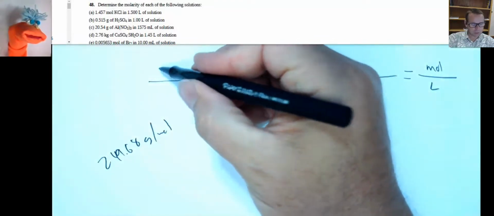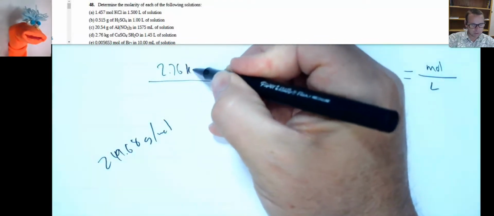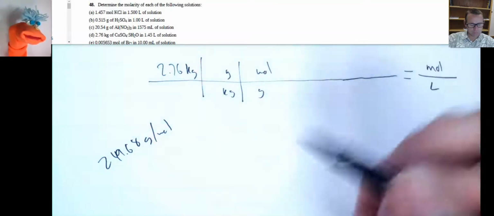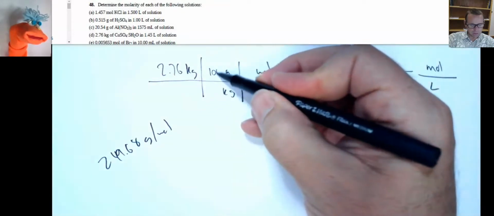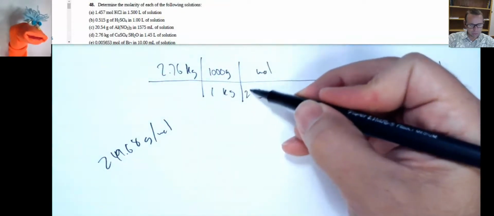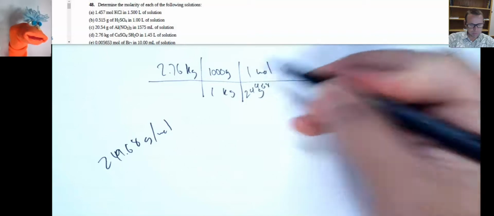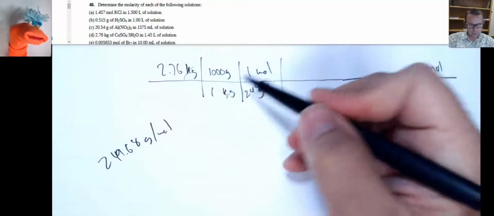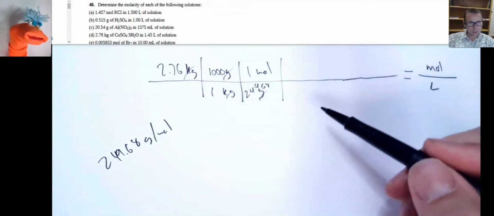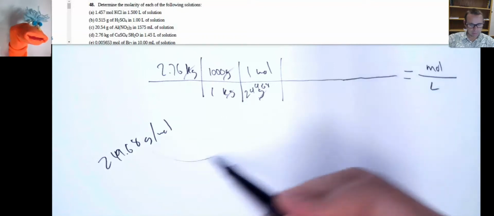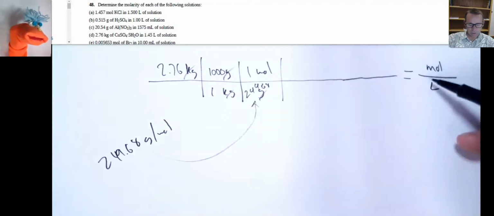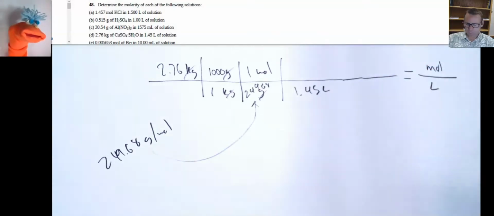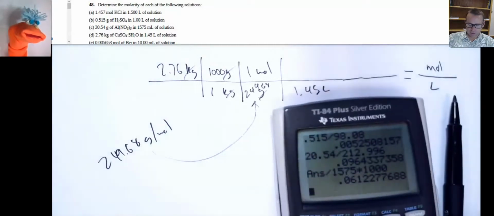And I start off with 2.76 in kilograms, and I can go from kilograms to grams, and then I can go from grams to moles, right? So 1,000 grams for every kilogram, 249.68 grams for every mole. Now I'm in moles with my copper sulfate, right? Kilograms are gone, grams are gone. And then I need my liters of solution down below. 1.45 liters of solution. Not much easier than that.